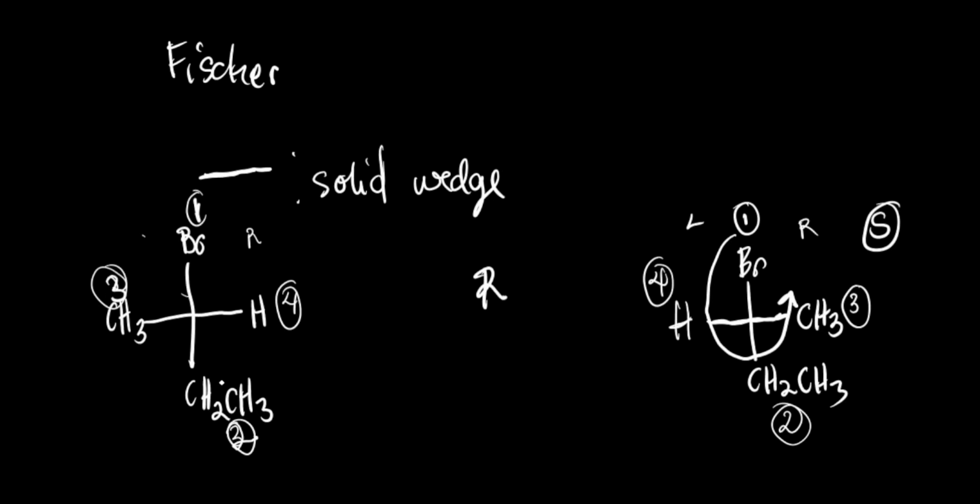So let's go from 1 to 2 to 3. Going from 1 to 2 to 3, we have 4 intervening, but we act as if it's not there, and then go from 1 to 2 to 3. Notice that we are going in a clockwise direction. So it appears as if this has an R configuration. But remember, our least priority group is attached to a horizontal line which represents a solid wedge. So what do we do? We reverse the configuration. So although this seems like an R, it's actually an S.